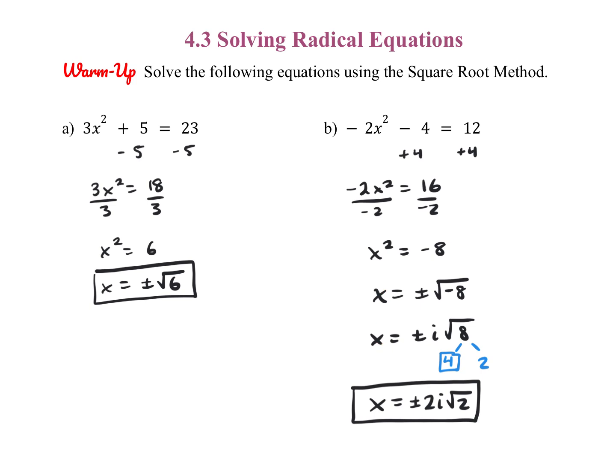For part B, we end up with plus or minus the square root of negative 8, which, remember, gives us i root 8. So this is an imaginary number. And then we can also simplify the square root of 8, so we get plus or minus 2i root 2. The reason we did this in the warm-up is that this general process of isolating and then undoing the square is very similar to what we're going to be doing today when we're solving radical equations.